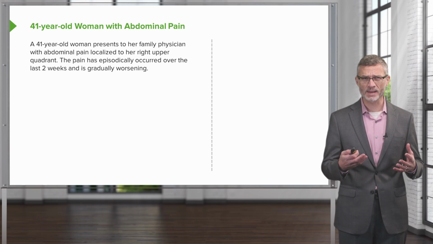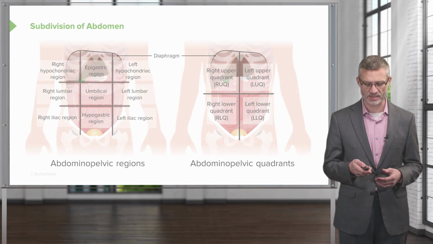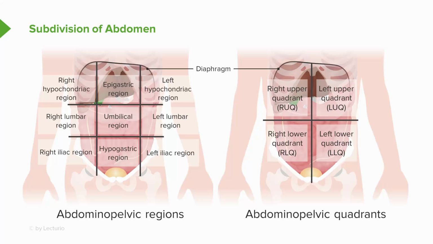When we're thinking about abdominal pain, it's important to first anchor ourselves to the different regions in the abdomen and how they correlate with certain disease processes. There's two primary systems for mapping out the abdomen. The first is the abdominopelvic regions, which are depicted here, and then the abdominopelvic quadrants, which is perhaps the more common language that we use.